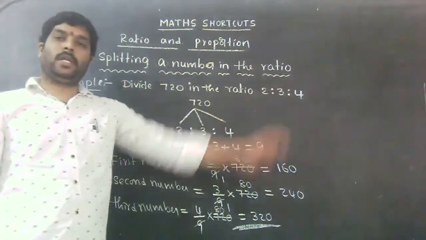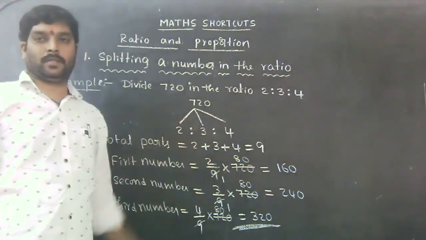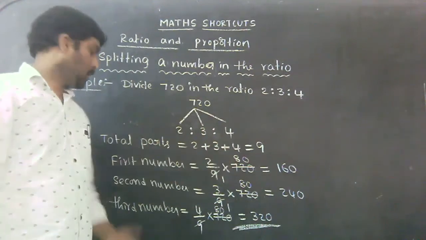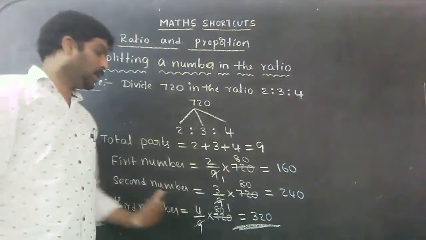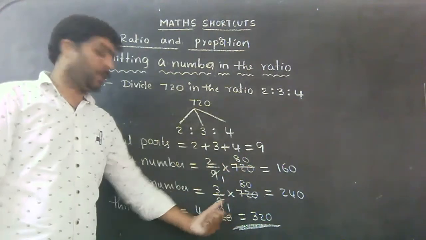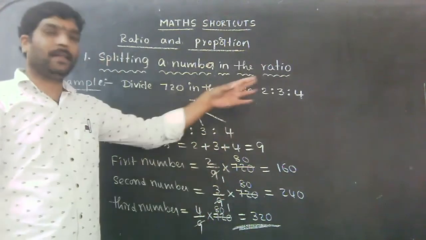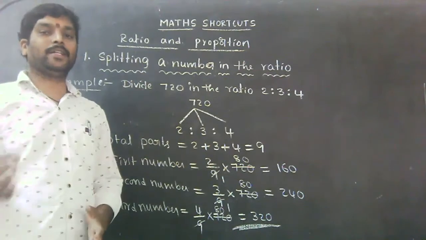2 is to 3 is to 4. A number which can be divided into 3 parts. Total number of parts is 2 plus 3 plus 4. Now the first number is 2 by total into 720, then 3 by 9 into 720, and 4 by 9 into 720. So we have to divide in the ratio. This is the first shortcut method to divide in a ratio.